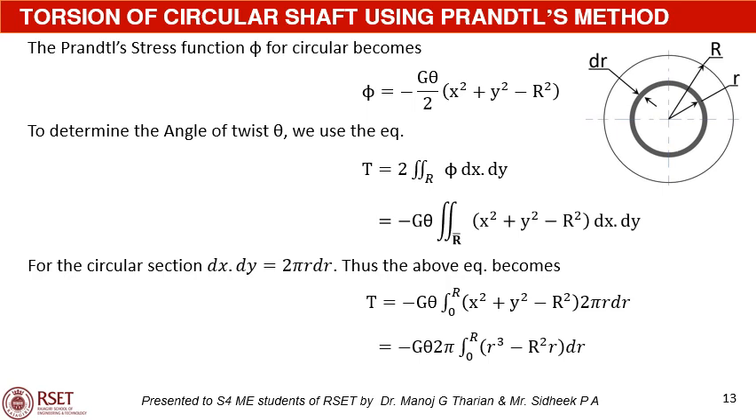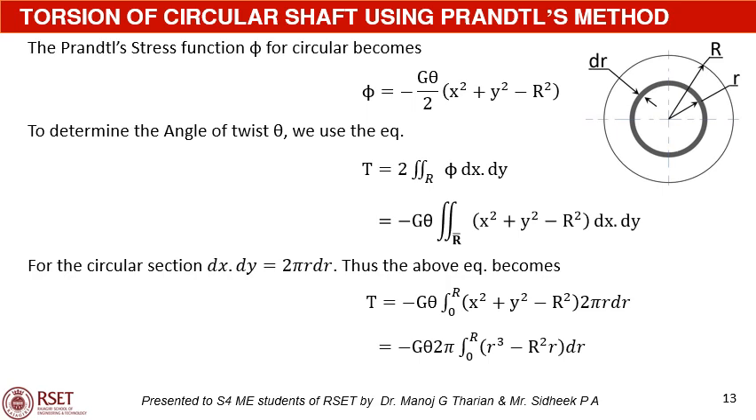minus r square. To determine the angle of twist per unit length theta, we use the expression applied torque T is equal to twice double integral over the region phi into dx into dy. Substituting for the expression for Prandtl stress function phi, the above expression becomes capital T is equal to minus Gθ double integral over the region R bar of x square plus y square minus r square into dx into dy.